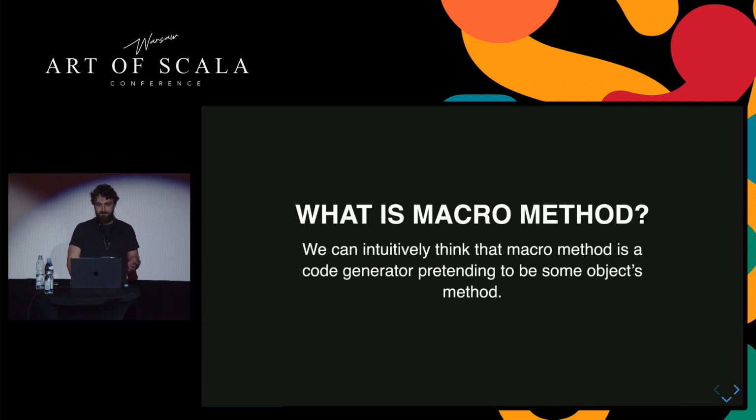So the first thing is, what is a macro method? My personal intuitive understanding of it, which I find really useful when I work with the code, when I'm drawing my expectations of what will work and what would not, is that this is basically a code generator, which is pretending to be a method of some object, but which actually is not a method of this object. And we will see some examples of why the distinction matters.